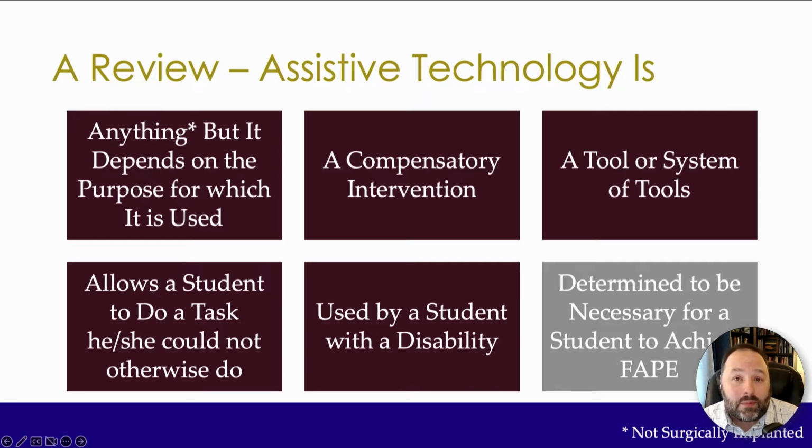Finally, within special education, assistive technology is determined to be necessary for a student to achieve a free appropriate public education by the IFSP or IEP team. All of these components need to be present and the criteria need to be met for technology, any technology, to be considered assistive technology.